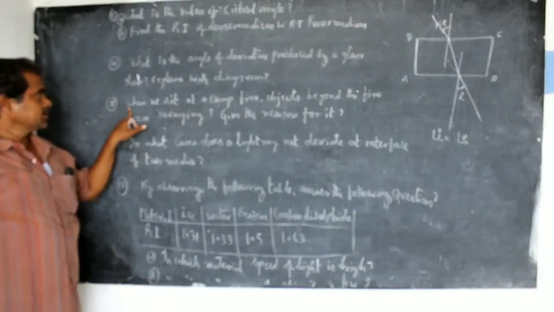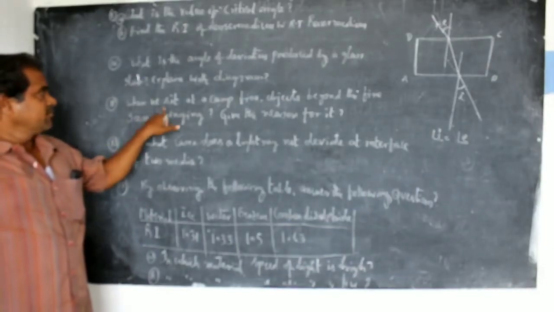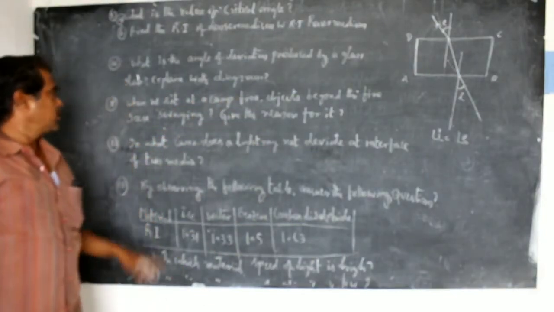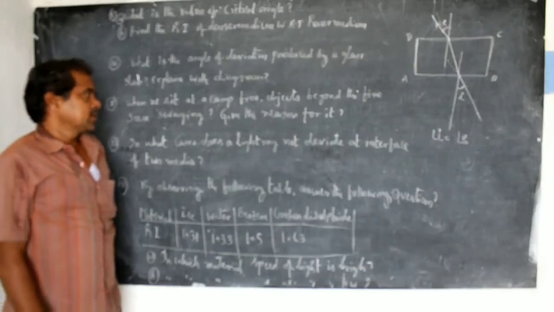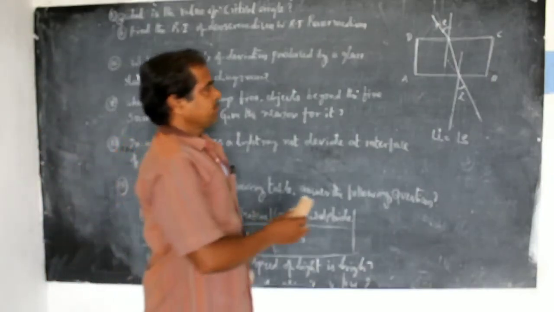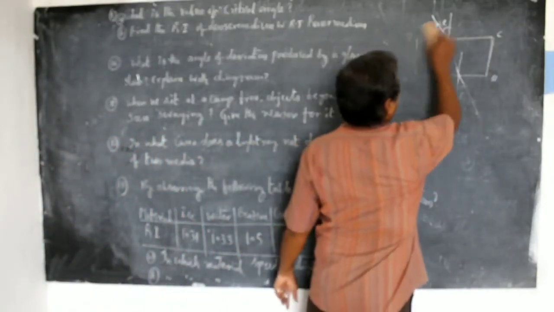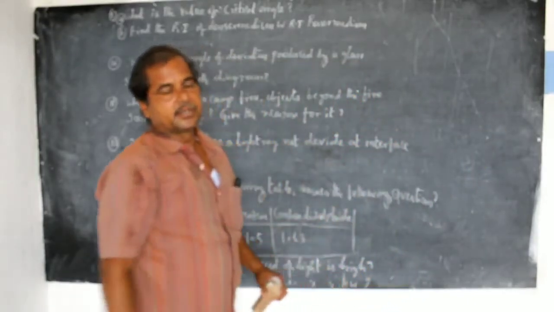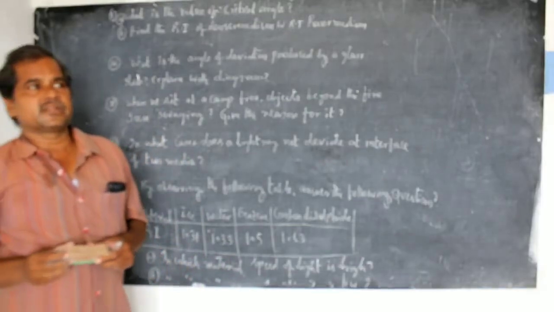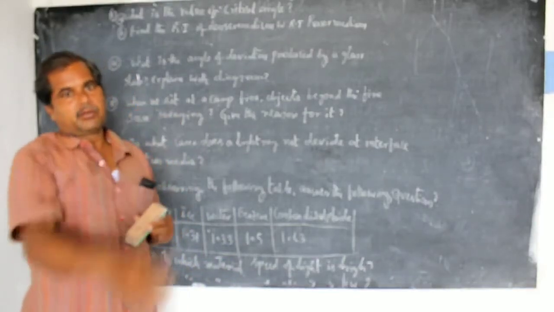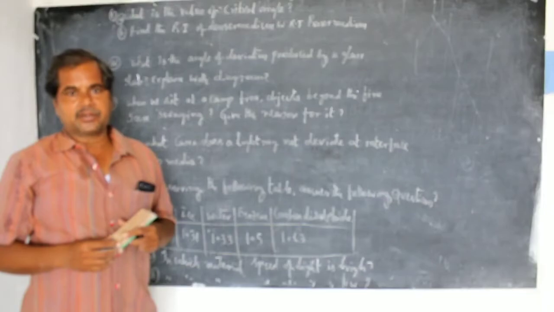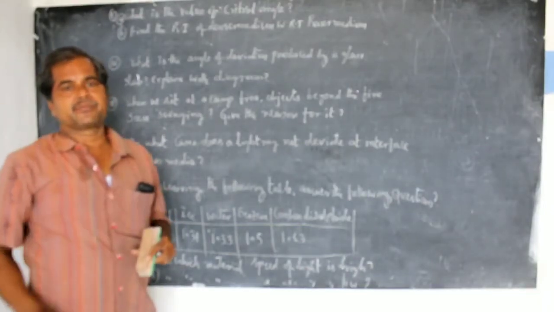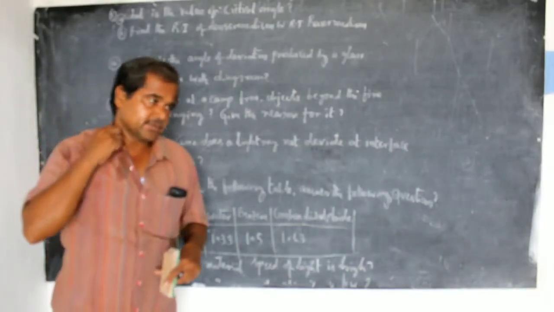Okay. Next, when we sit at a campfire, objects beyond the fire seem to be swaying. Give the reason for it. Swaying means the objects move left and right. When we see objects through the flame of a campfire, those objects beyond the fire seem to sway because of refraction.